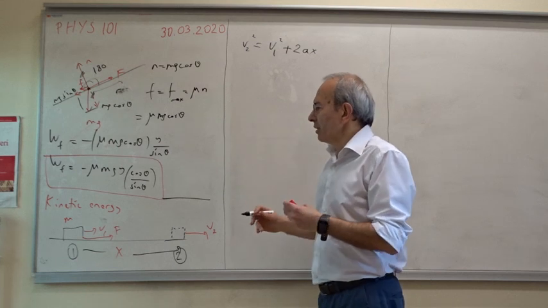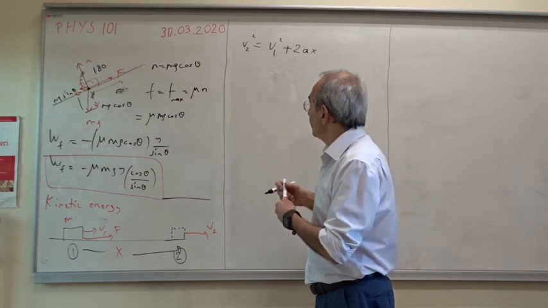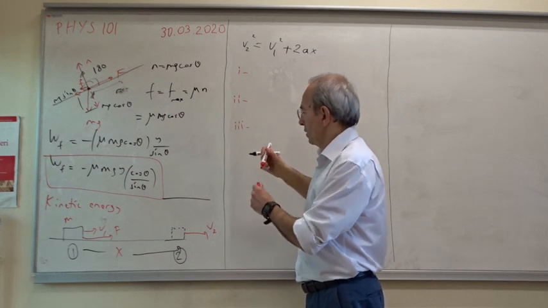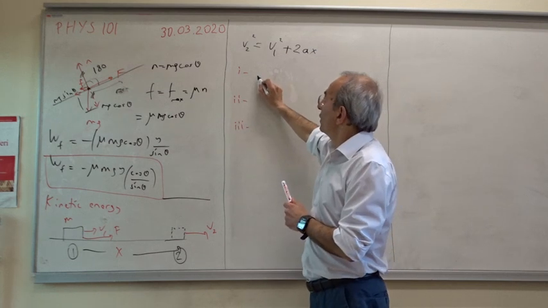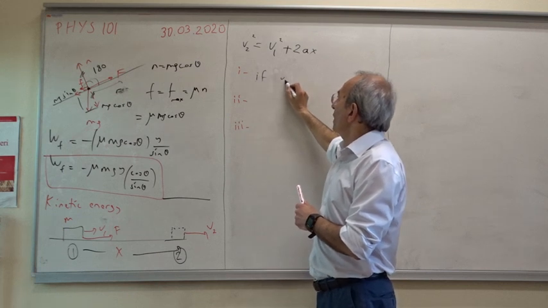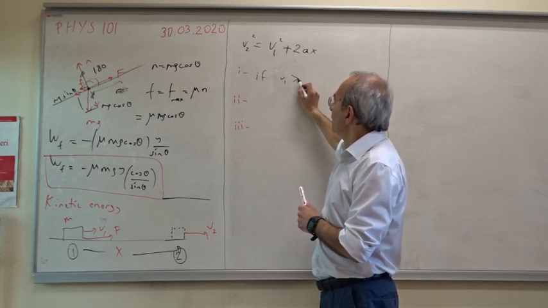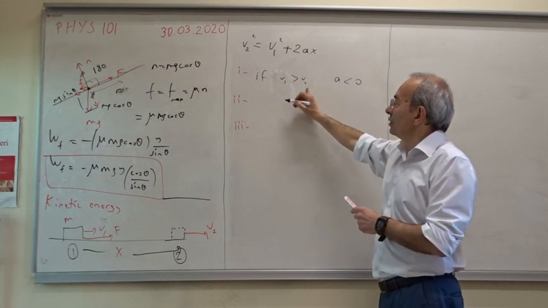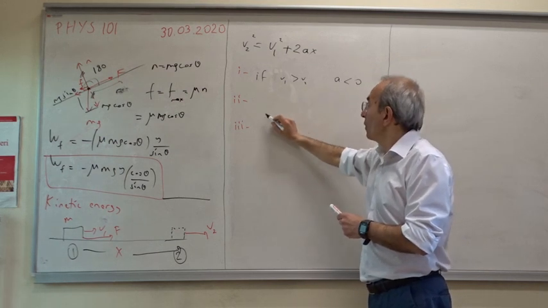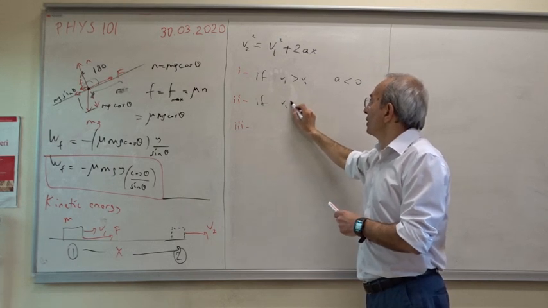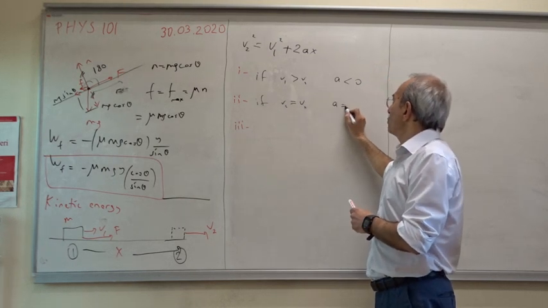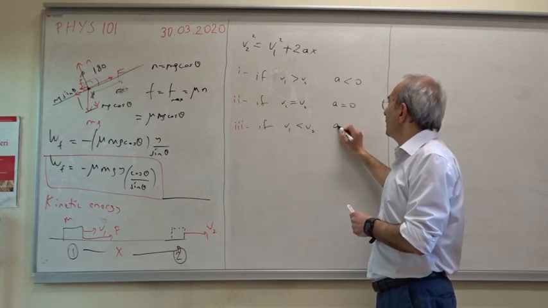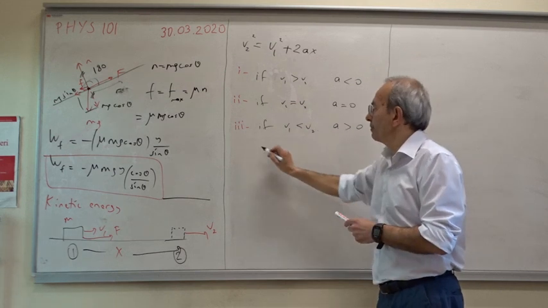We can have three possibilities. For instance, if v1 is greater than v2, we have a negative acceleration. It slows down, maybe it stops. If v1 is equal to v2, there is no acceleration. If v1 is less than v2, the acceleration is positive.